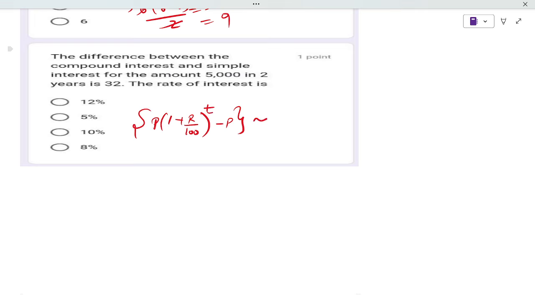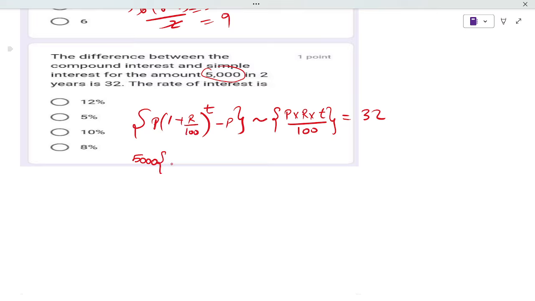Difference means we subtract. And then the formula for simple interest is principal into rate into time, but since rate is in terms of percentage, divided by 100. The difference is equal to 32. Here 5,000 is nothing but the principal.